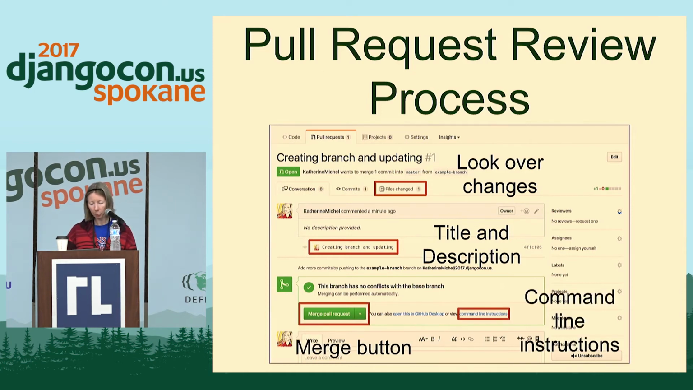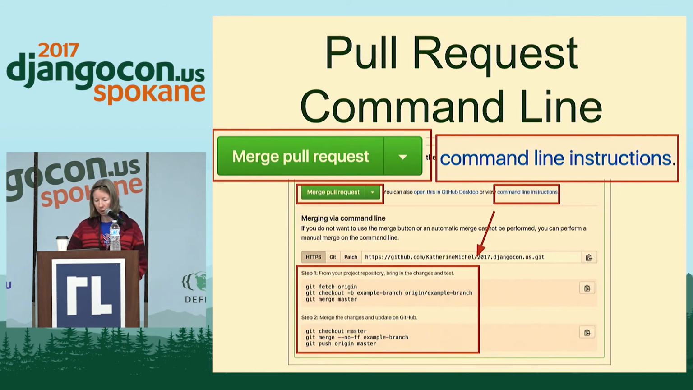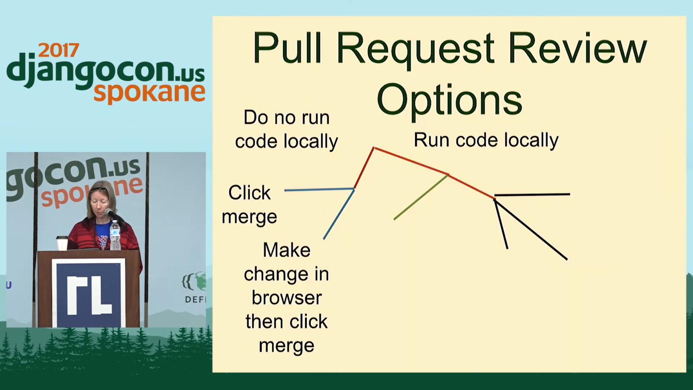So underneath that, there will be information about how to merge the pull request. There will be a merge button that you can click to merge in the browser, or there will be a link that says command line instructions. So when you click on that link, it will open up a set of instructions for how to review and merge the pull request in the local development environment. These instructions will be different depending on whether the pull request was submitted through a fork or through a shared repository, which I'm going to explain in a minute. But first, let's go over what the options are of what you can do when you review a pull request.